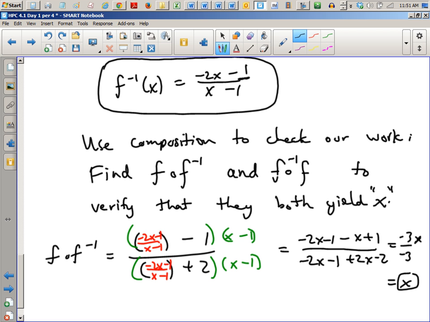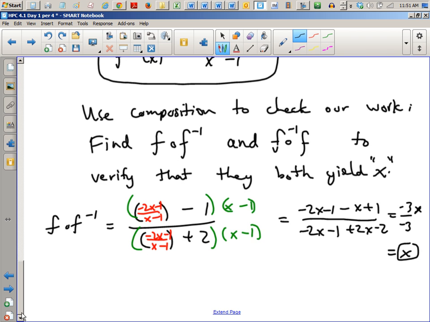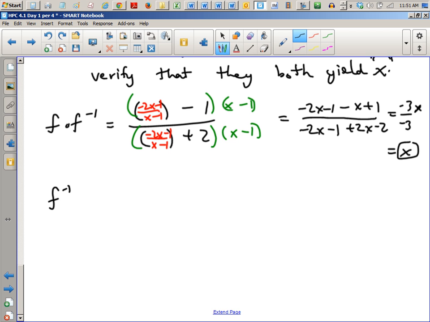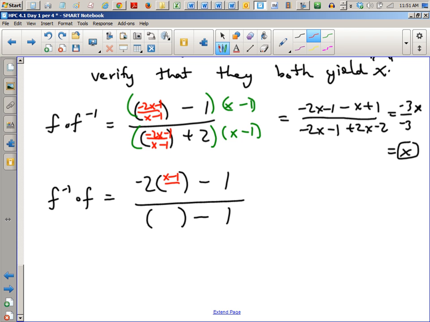Now we have to check the opposite composition. So let's do f inverse of f. It has the structure of f inverse minus negative 2 times something minus 1 all over something minus 1. But we have f plugged in to this structure, so it looks like this: x minus 1 over x plus 2, and x minus 1 over x plus 2.